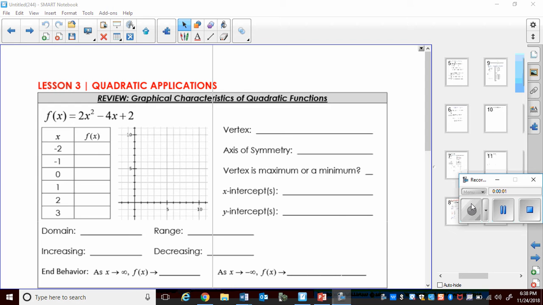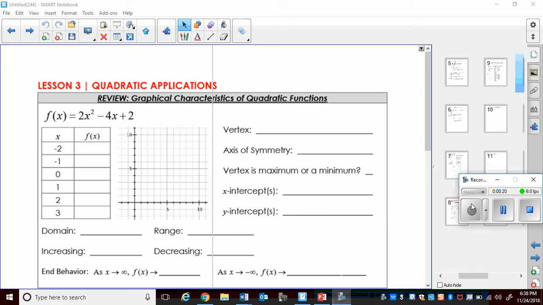Welcome back to Lesson 3, Quadratic Applications. So the first part is a review of graphical characteristics of quadratic functions. The first equation we're going to look at is 2x squared minus 4x plus 2.